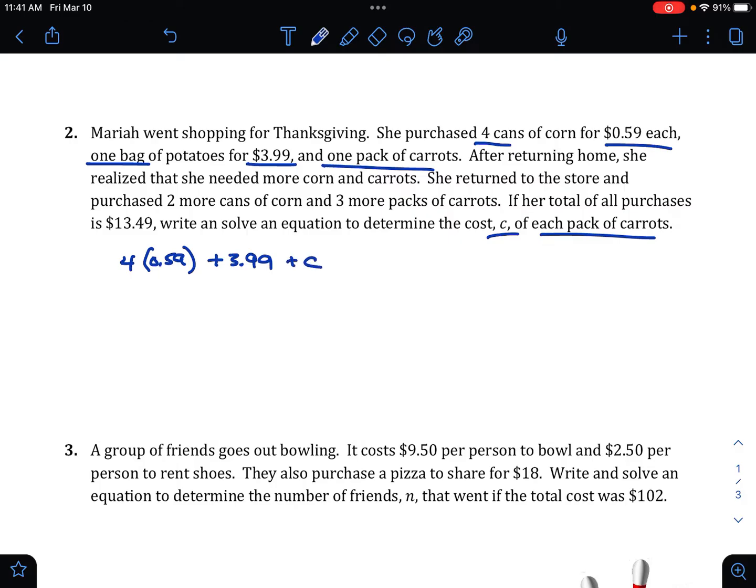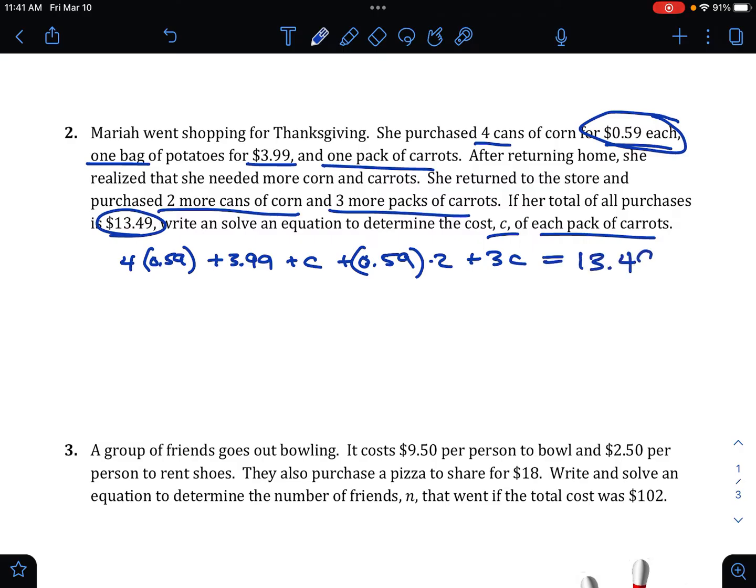After returning home, she realized she needed more corn and carrots. So she goes back to the store and gets 2 more cans of corn. Where is the cans of corn? Back up here, 59 cents each. So plus 0.59, and that's for 2 more cans, so I'm going to do that times 2. And then 3 more packs of carrots, that's another 3 C's added on. And then her total is $13.49, so that's going to equal the $13.49. So there's the setup. It looks kind of complicated, but it's just a lot of pieces being added together, and then we can simplify this and solve it.